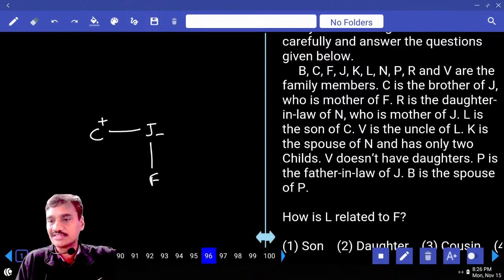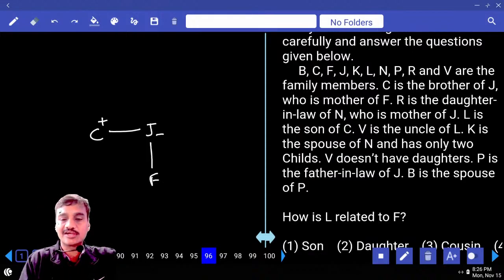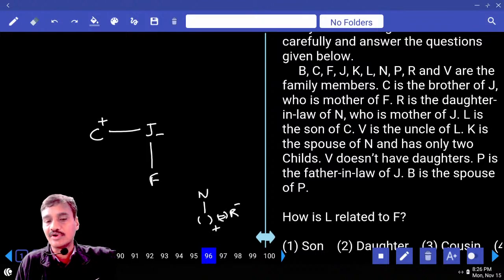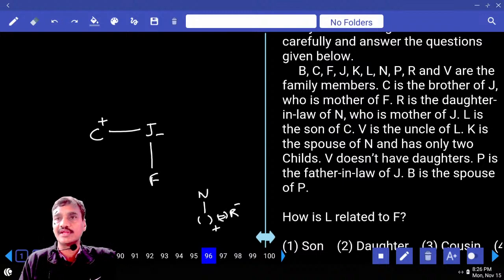And R is the daughter-in-law of N. R is the daughter-in-law of N means N's son's wife is R. Daughter-in-law means son's wife. Now this R is the daughter-in-law of N. సరిపోయిందండి? As of now, how this C, J and F related to N and R, that is not clearly known. Hence it comes in which category? Now we have to represent this one separately. Then next one.